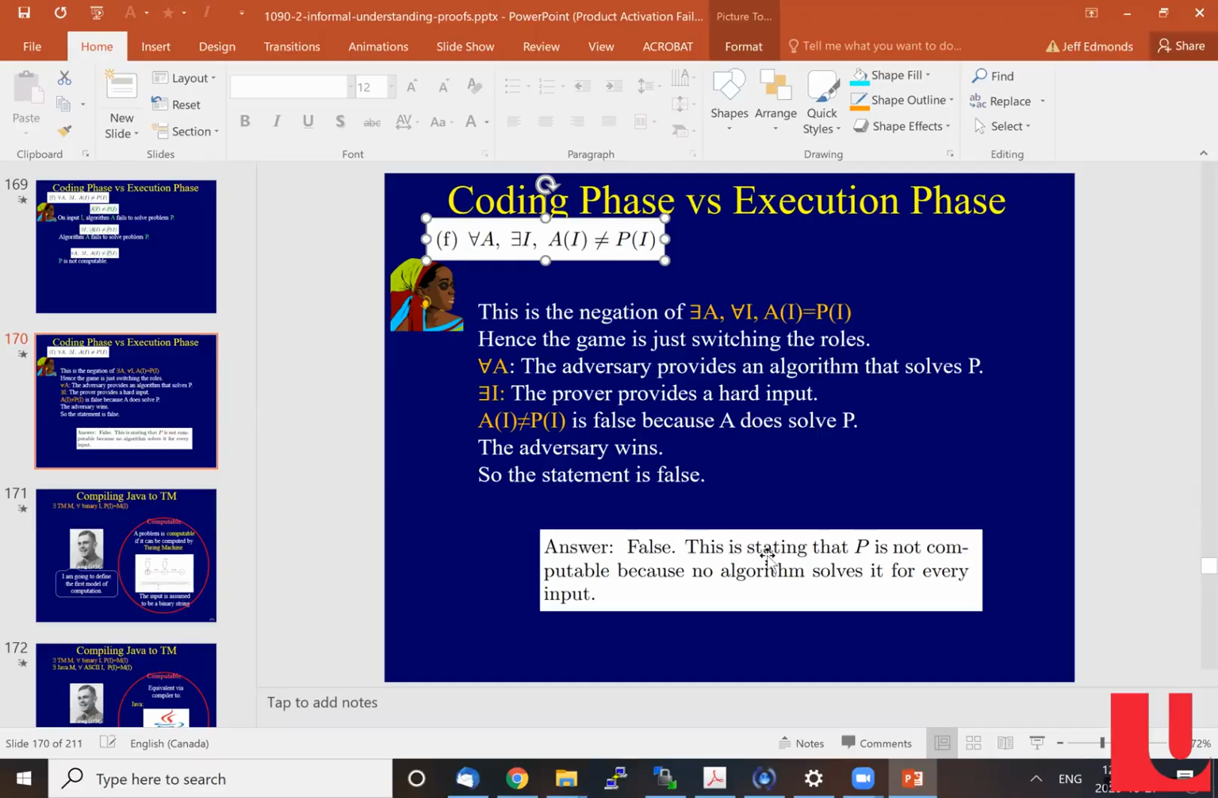Okay. What about if the input is stating that P is not computable? What about if the input is for all? So for all algorithms, for all inputs, A_i equals P_i. Well, that's definitely false, right? Because not all algorithms solve the problem. Yeah, not all algorithms solve the problem.